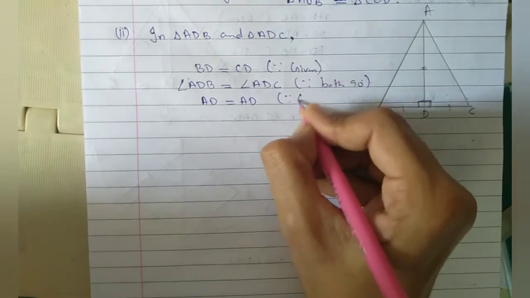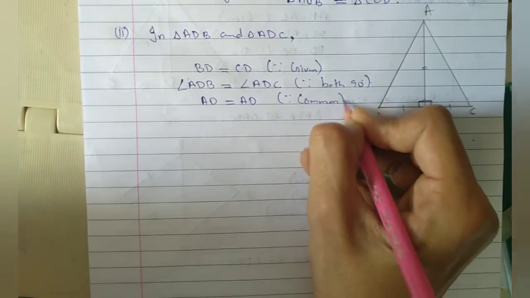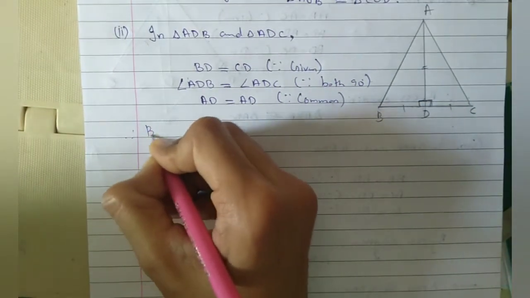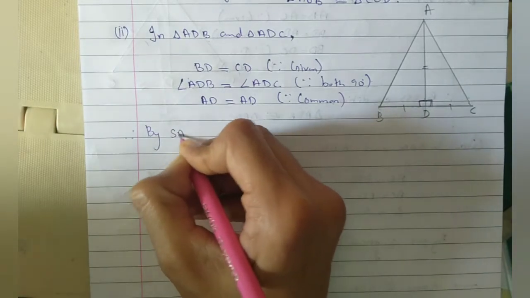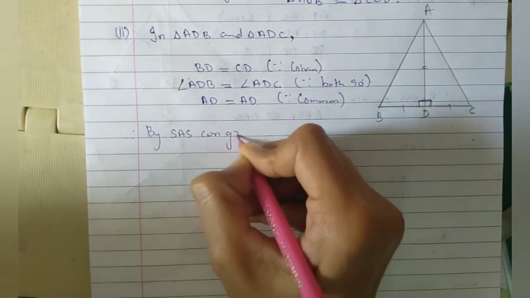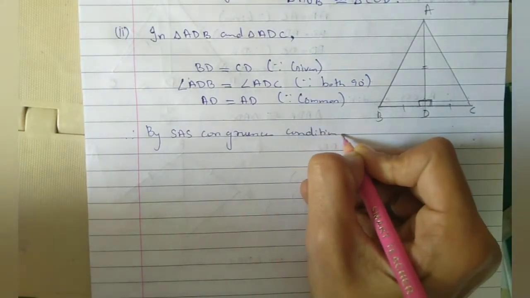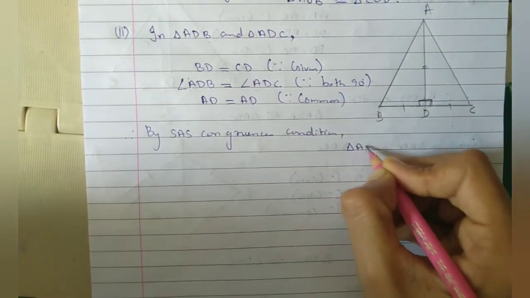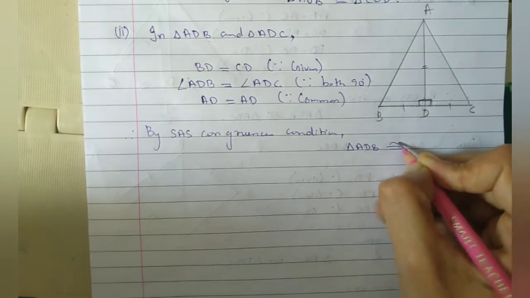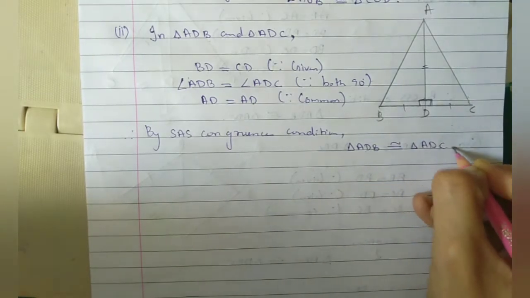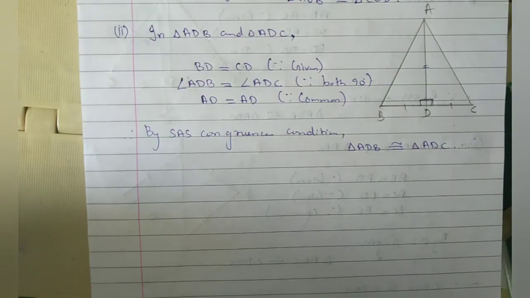So AD equal to AD. So what we will write? Common. Therefore, by which condition? SAS congruence condition, triangle ADB congruent to triangle ADC is the answer.